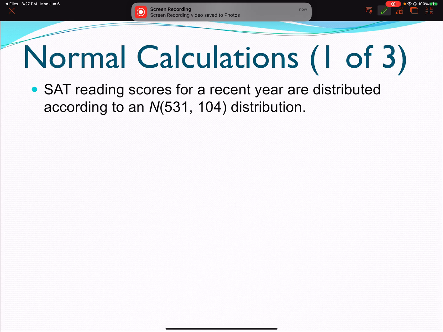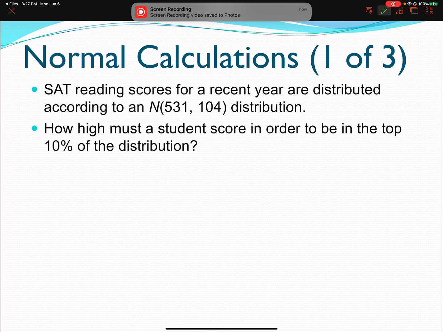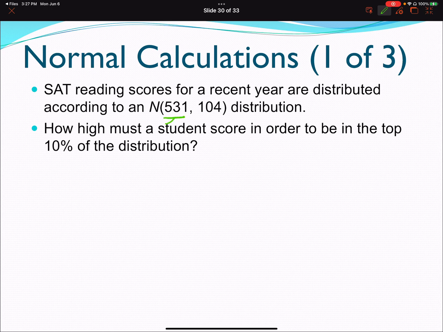So when we're doing our normal calculations, here I have my SAT reading scores, and they're distributed with a mean of 131 and a standard deviation of 104. So how high must a student score to be in the top 10% of our distribution? That is the question.